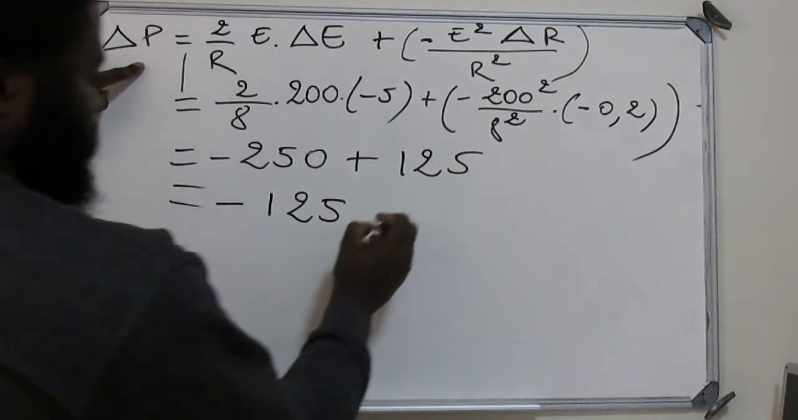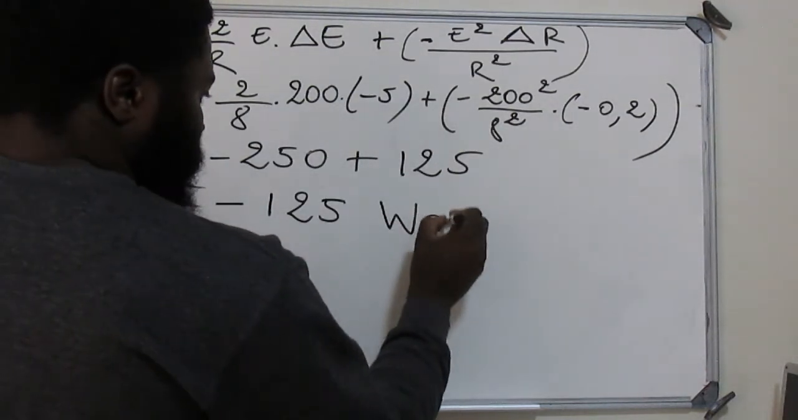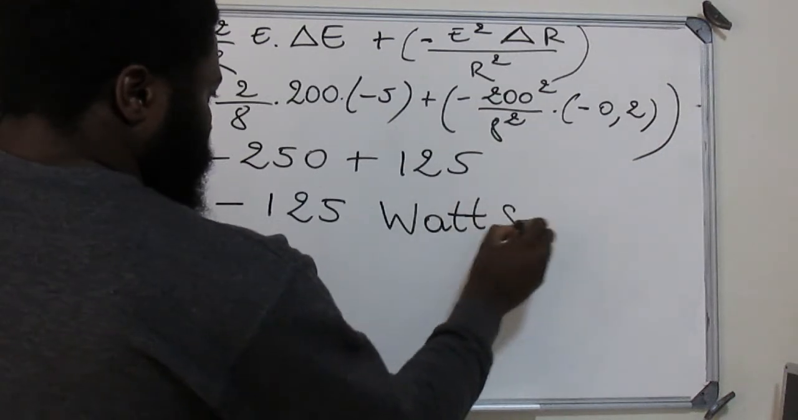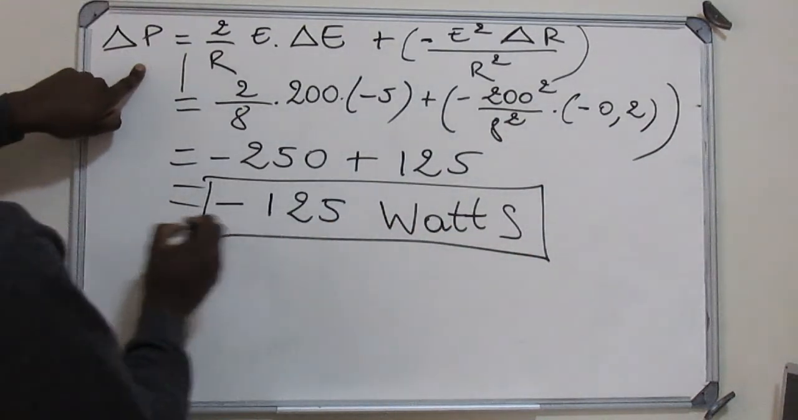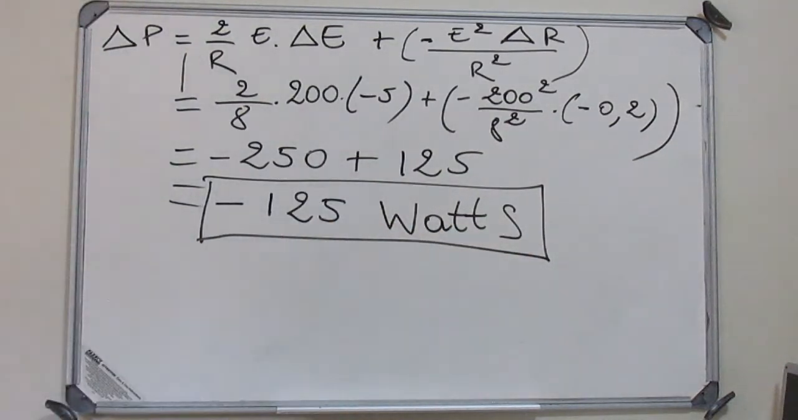So P is in what? In watts, because it's the power. So this is your answer. This is how we're going to deal with the rate of change.